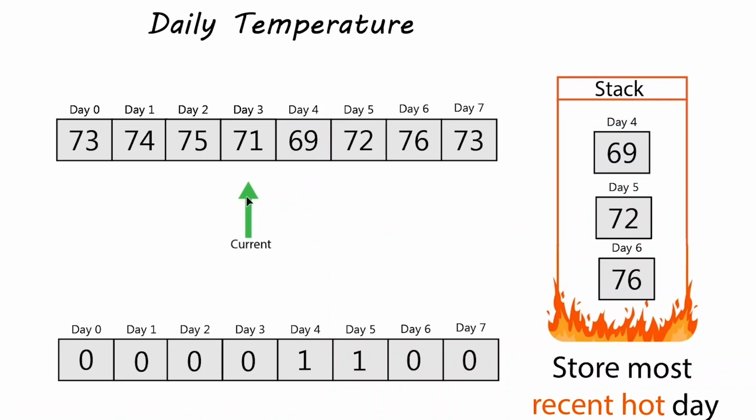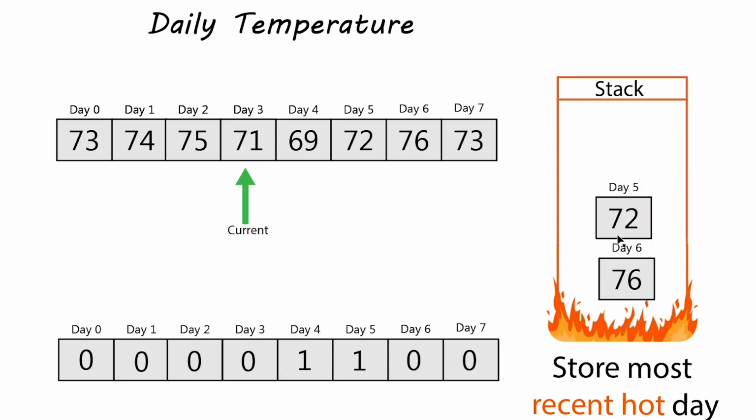And then we will move our current like this. Now we want that this current should always be less than the top of the stack. But you can see 71 is not less than 61. So our assumption becomes wrong that this element is not the most recent higher temperature. So we can pop this element from our stack and then we have to compare with this element.